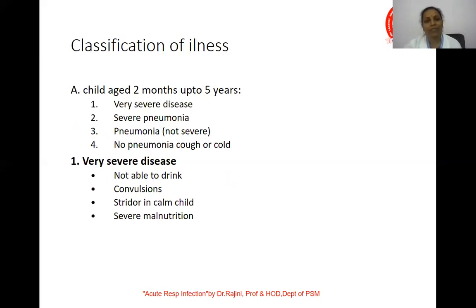So classification of illness, how will you classify? For a child aged 2 months up to 5 years, we can classify them as having very severe disease, severe pneumonia, pneumonia, or no pneumonia, called cold or cough. We call it very severe disease when the child is not able to drink, has convulsions, stridor in a calm child, or severe malnutrition.